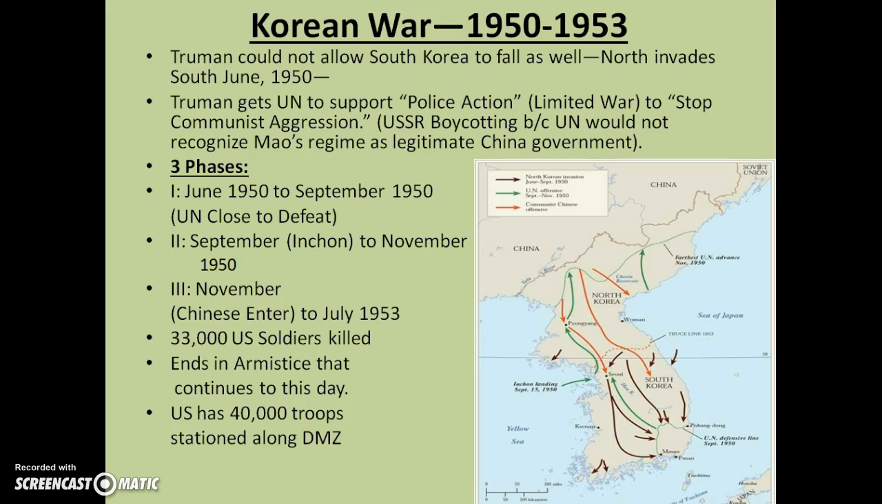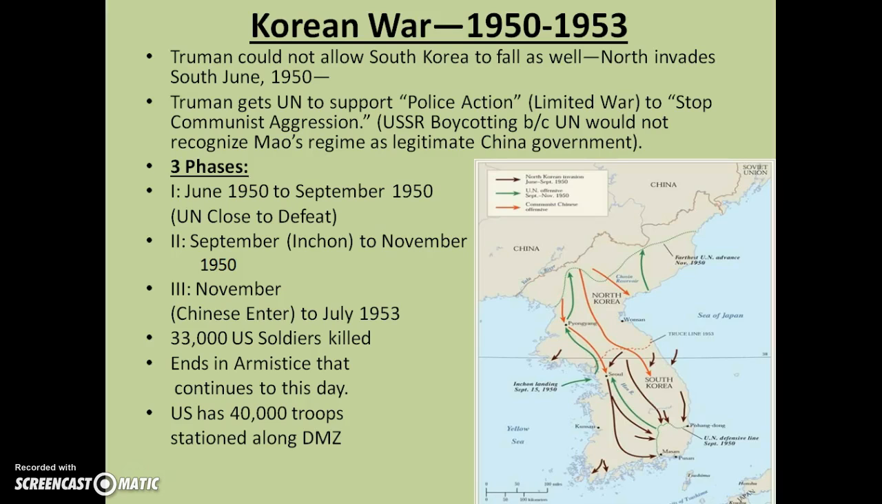Now, unlike the Chinese situation, the United States will actually send troops into this scenario. So, Truman, and you could make the argument again that because he's a Democrat, and Democrats were always accused of being weak on communism, that he could not allow South Korea to, quote, fall under the control of communism as well. Truman gets the United Nations to support what is called a police action by Truman, or what we'll describe as a limited war, and we're going to get into that term a little bit later.